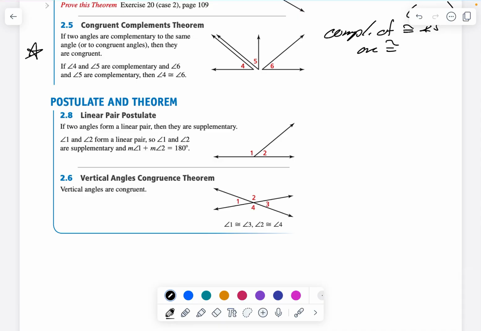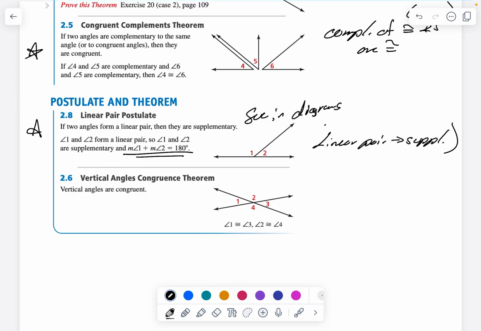Next we have, if two angles form a linear pair, then they're supplementary. And that's one you can see in diagrams. Anytime you see a straight line and two angles that make a straight line, we know it's a linear pair and we know they're supplementary. And remember, supplementary means the measures of the angles add up to 180. And so we'll just say linear pair, supplementary.